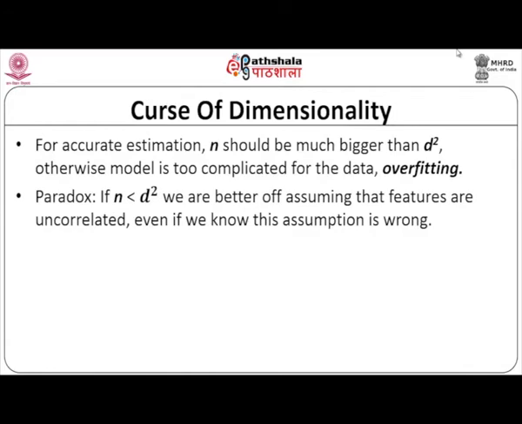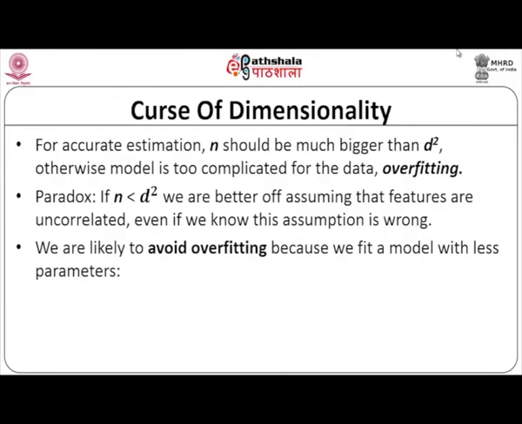If n is less than d squared, we are better off assuming that features are uncorrelated even if we know that the assumption is wrong. So, if you have a smaller number of samples compared to d squared, where d is the dimension, then it is better to assume that the features are not correlated at all, though our whole machine learning is based on the fact that the features are correlated. So, the assumption is wrong, but it is better to do that. That is a paradox we have.